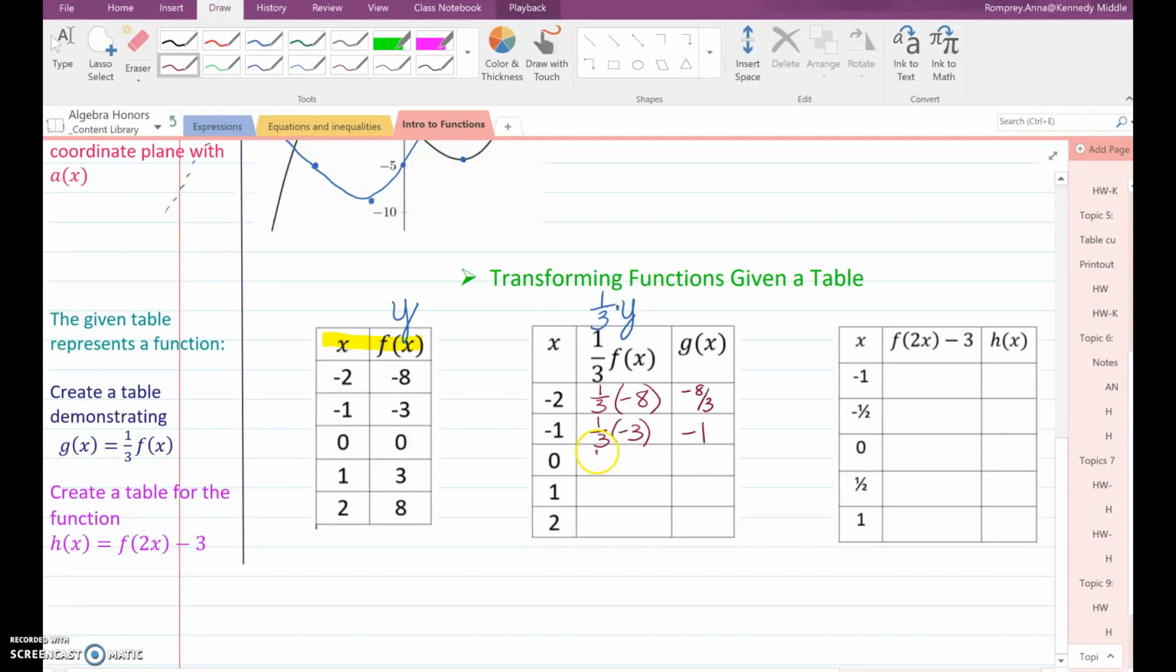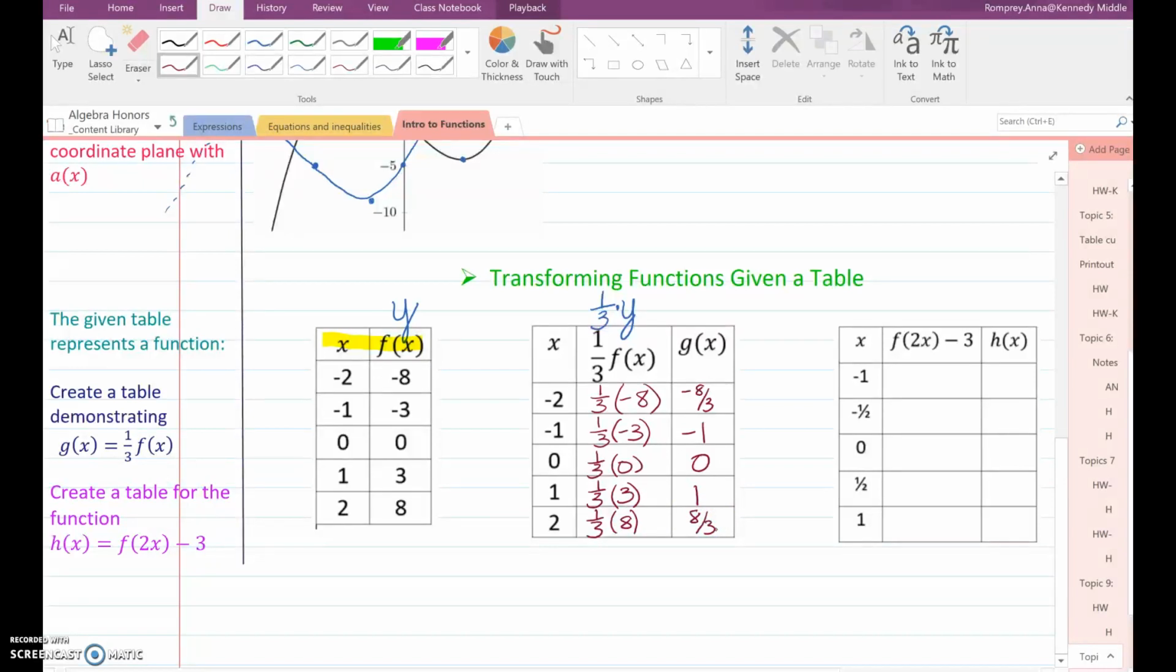Okay, so I'm going to keep going. A third of, well, when x is 0, y is 0. That's easy. A third of 0 is 0. So the next one, a third of, when x is 1, y is 3. So a third of 3 is 1. Awesome. The next one, 1/3 of, well, when f of x is 2, y is 8. So a third of 8 brings me back to 8/3.